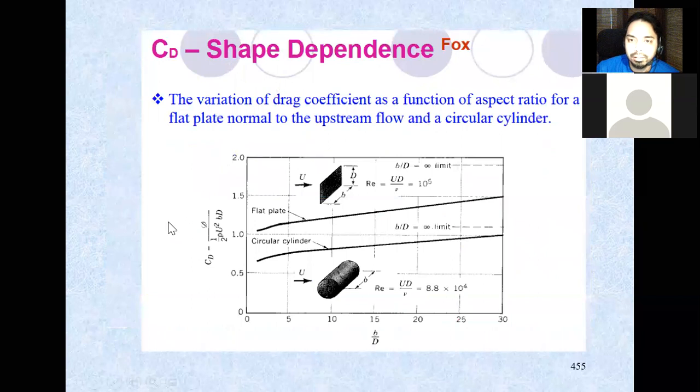Again, shape dependence for several shapes. So basically, what you have learned from this is that you're able to get any shape, and then you can find the appropriate drag coefficient, and then you multiply with half rho U squared times the area, then you will get your drag force associated with the shape. Any question until this point?